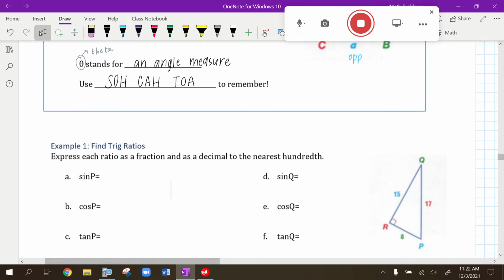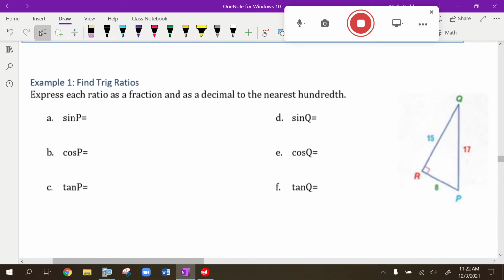Let me give you an example just to practice writing out the ratios. It says express each ratio as a fraction and a decimal to the nearest hundredth. So for A, B, and C, I want you to first notice that we're using angle P for all of them. They always have to have an angle after sine, cosine, or tangent to tell you which angle to use. So we'll highlight angle P. So highlight the angle and label the sides. Across from angle P, the one that does not make angle P is the opposite. Across from the right angle is the hypotenuse. And the side that makes angle P, but it's not the hypotenuse, is the adjacent.